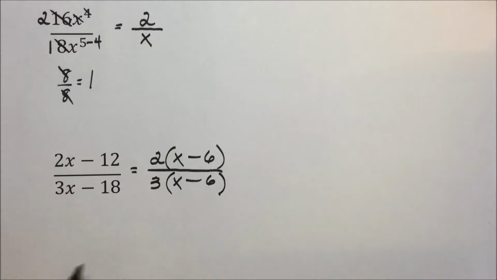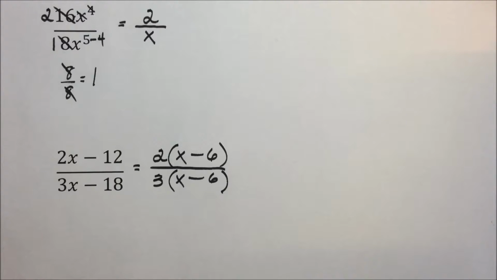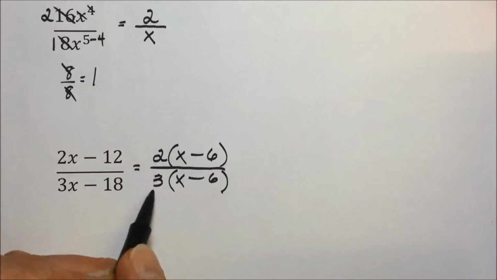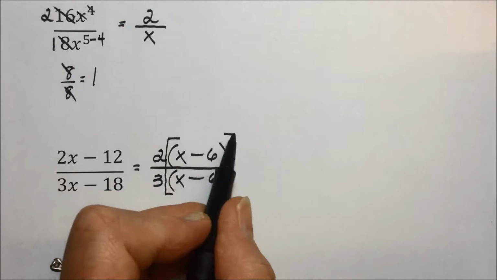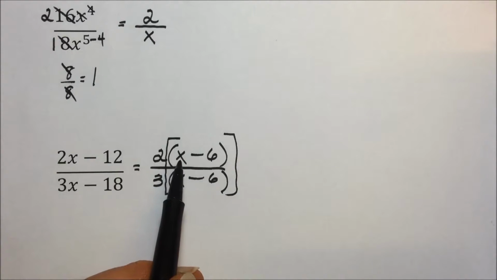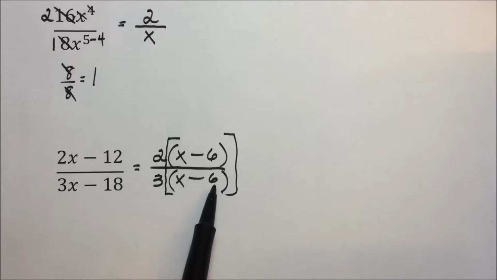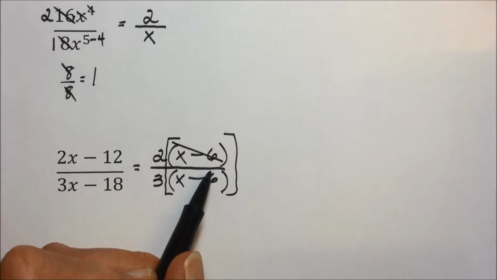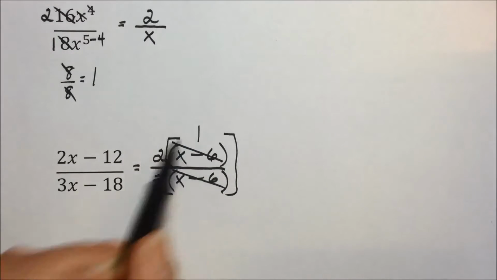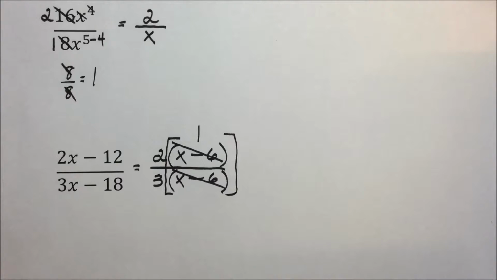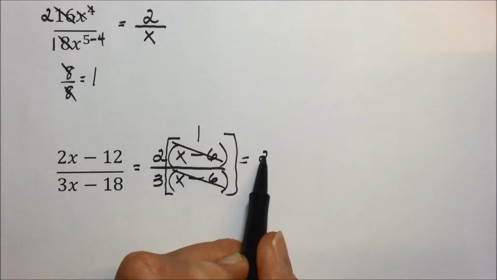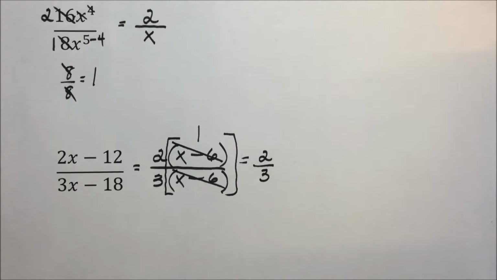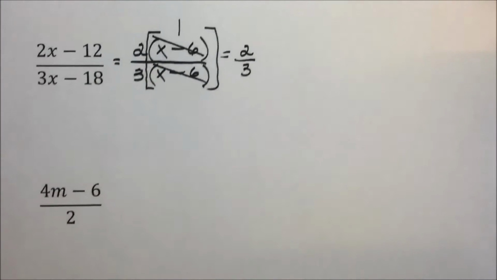Now we'll look in the numerator and the denominator, and if we see a common factor that cancels out, we'll do so. And if we look, 2 and 3 don't have anything in common, but we do have a common binomial in the numerator and the denominator. Just like an 8 over 8 canceled out to equal 1, an x minus 6 over an x minus 6 cancel one another out, leaving a 1. 1 times 2/3 leaves us with a final answer of 2/3 for the reduction of this rational expression.